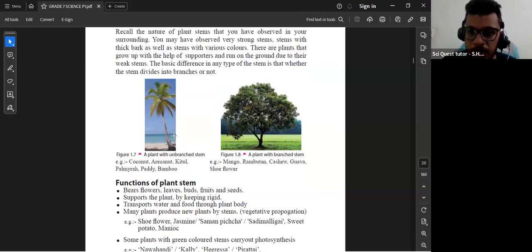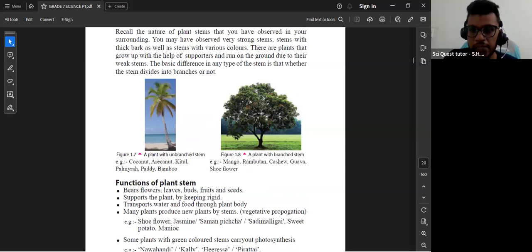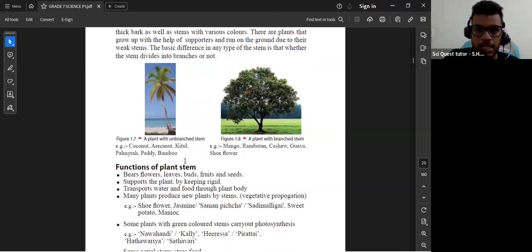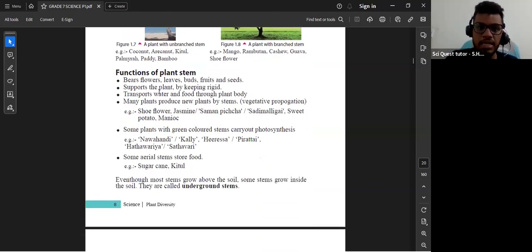Examples of stems with a thick bark are mango, rambutan, and cashew, right? These trees are the larger plants. Big plants are known as trees, right? Therefore, they have a large bark and a strong stem. So that's a basic idea about the stems. Now let's go into detail, especially the functions of stems. Now everyone has the chance to read the functions, right? How many functions are there? Let's have a look.